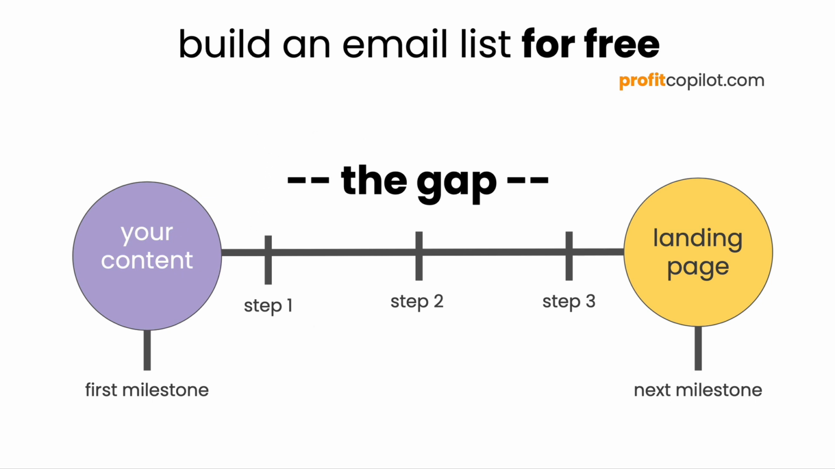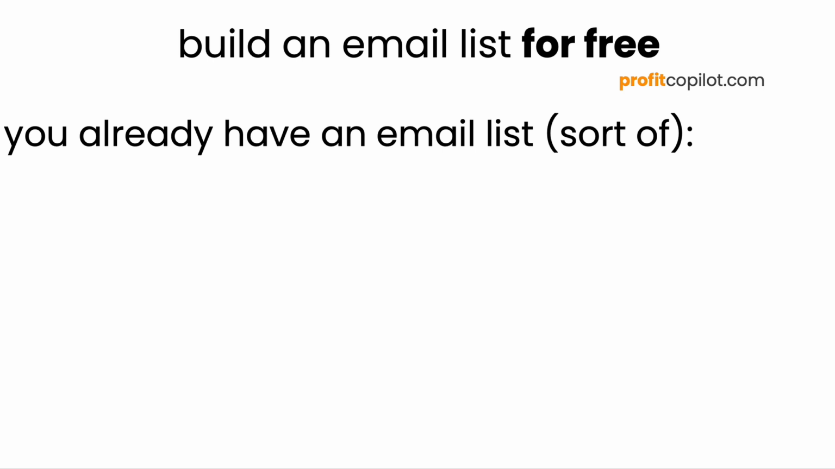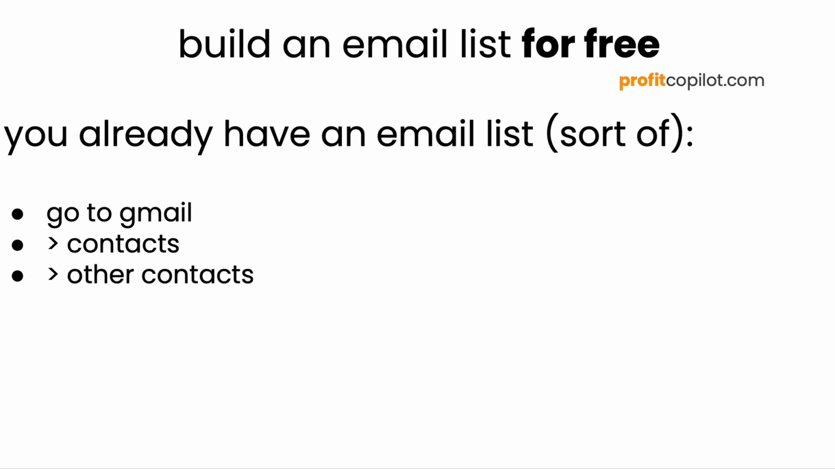Now, I already said previously at the beginning that you have an email list, kind of. So you already do have an email list. What do I mean by that? Now, what we're going to do is access that email list that you already have, because if we go to Gmail, we can go have a look at your contacts. Now, we can dive into your contacts and start to re-engage those people. Or we can drill down even further into other contacts.